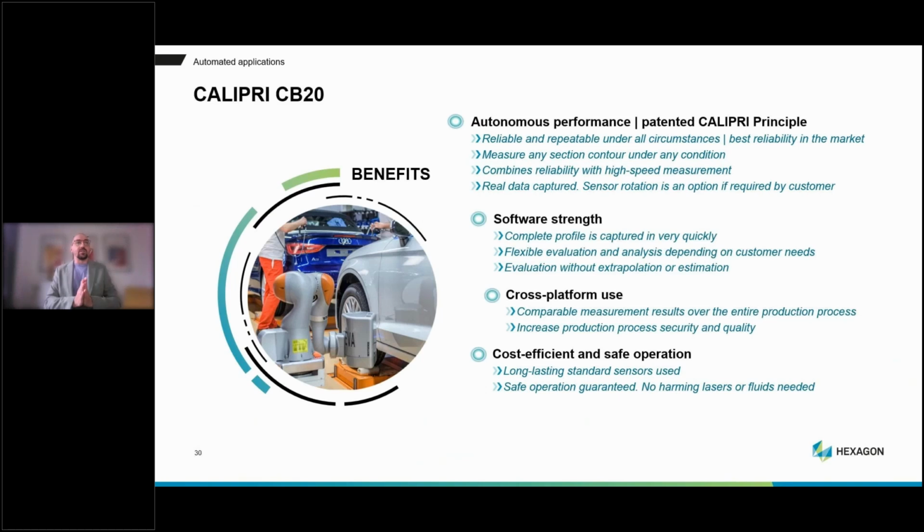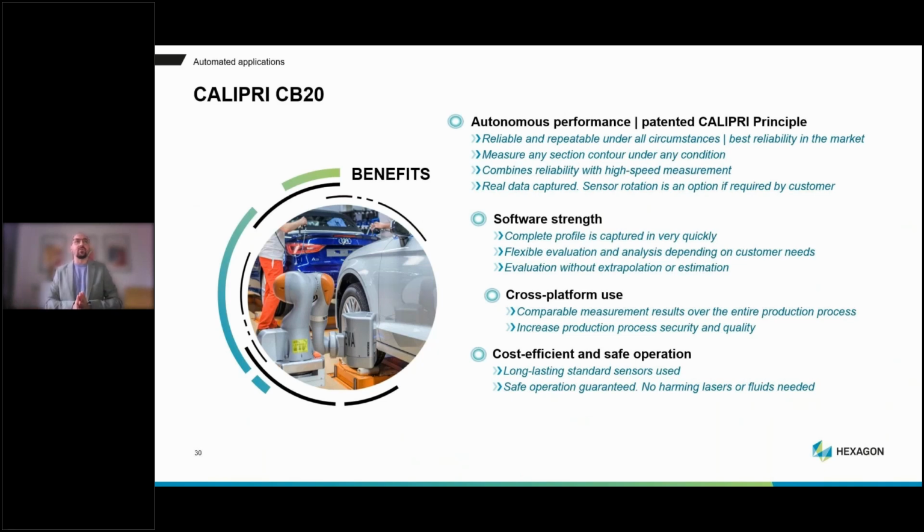What's the benefit for it? We're cost efficient. It's a long-lasting standard sensors that are used, safe operation guaranteed, no harming lasers or fluids are needed. Our software strengths, of course, that we have with the other platforms as well. Complete profiles captured very quickly, flexible evaluation, analysis depending on your needs, whatever your gap and flush catalog look like, whatever your guidelines look like, we can help you with that.